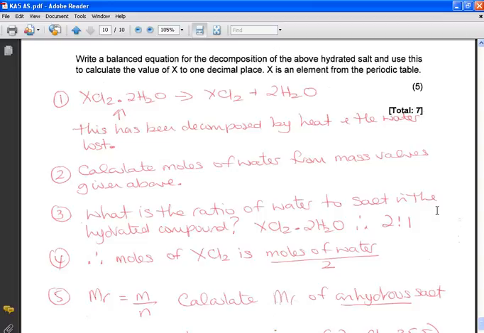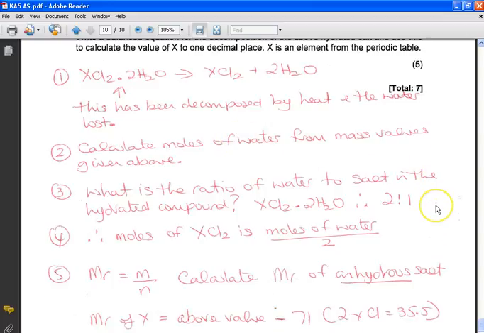And then the last part, balanced equation for the decomposition of the hydrated salt, and then use it to calculate the value of X to 1 decimal place. X is an element from the periodic table. It doesn't specifically tell us what X is, but on the mark scheme it did give you a mark for it, so I don't know. I think that maybe the question's not worded particularly well. But if you know what X is, say it.